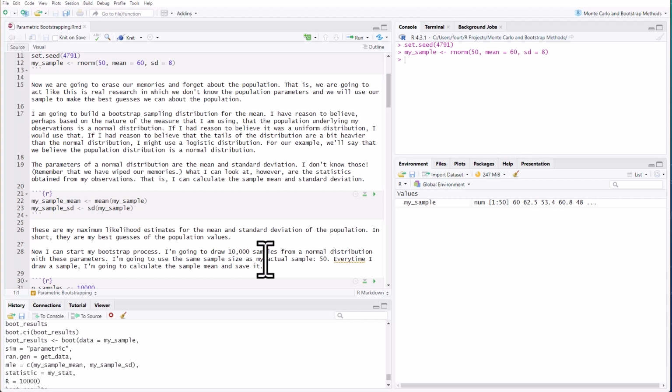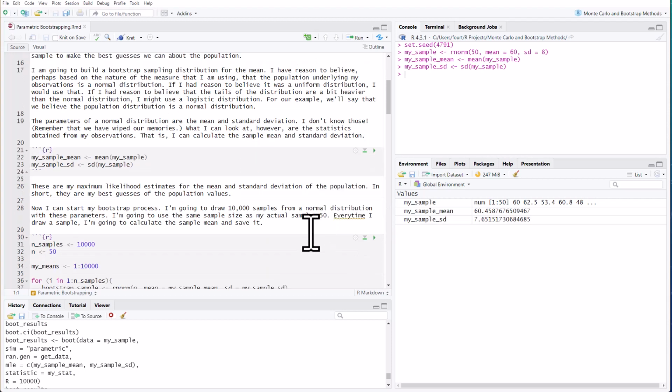What are the parameters of a normal distribution? It's the mean and standard deviation, mu and sigma. I don't know those. Again, remember, we've wiped our memories. What I can look at, however, are the statistics obtained from my observations. That is, I can calculate the sample mean and standard deviation. So I'm going to do that right now.